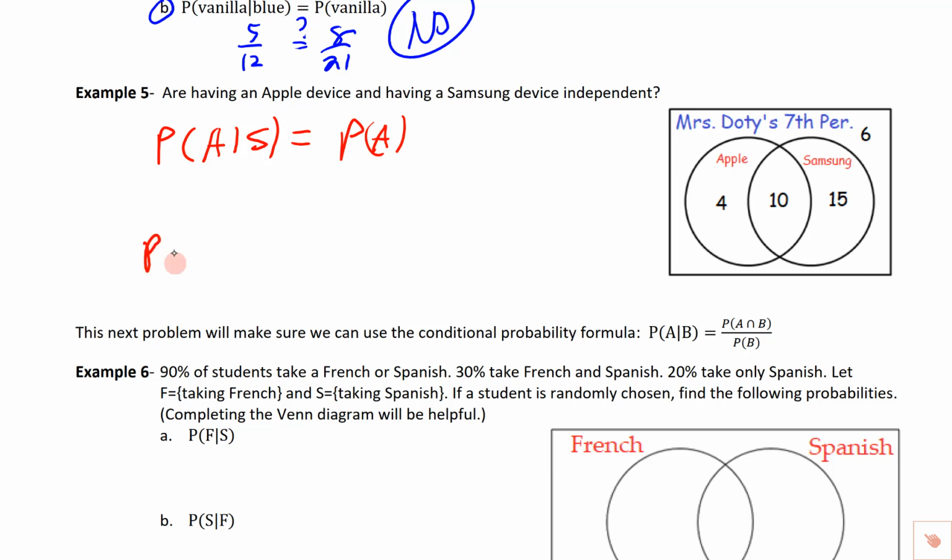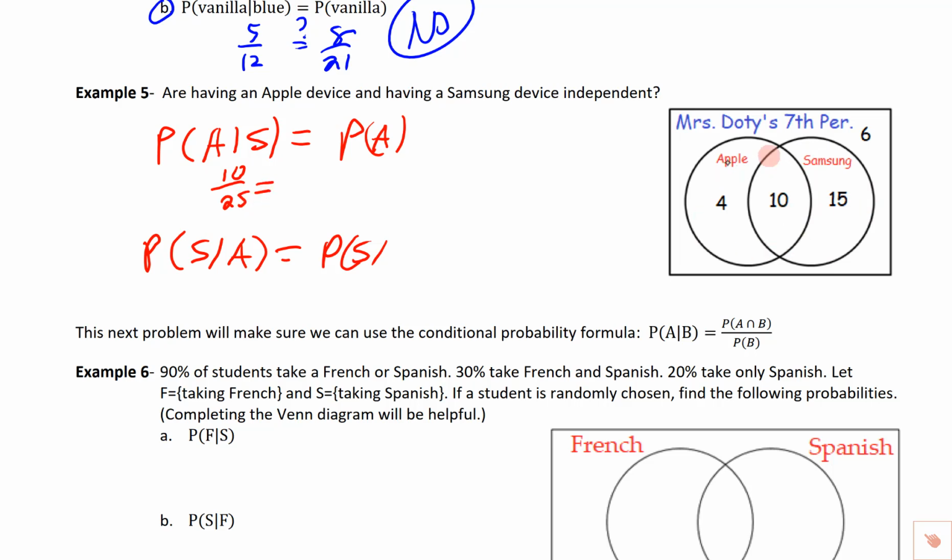Or the other one you can check is the probability of Samsung given Apple has got to be the same as the probability of Samsung. So let's check this really quickly. We'll do the Apple versus Samsung one. Probability of Apple given Samsung. Probability of Apple, given that it's Samsung, that was 10/25, right?